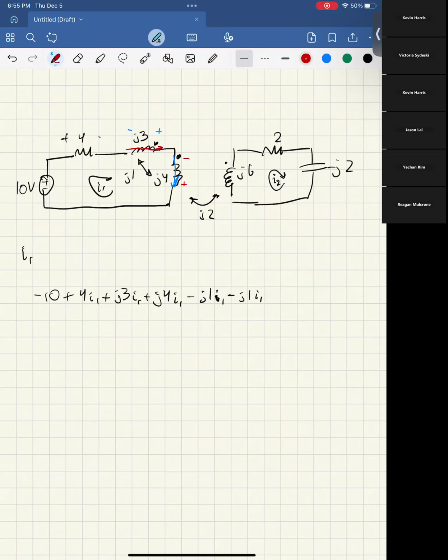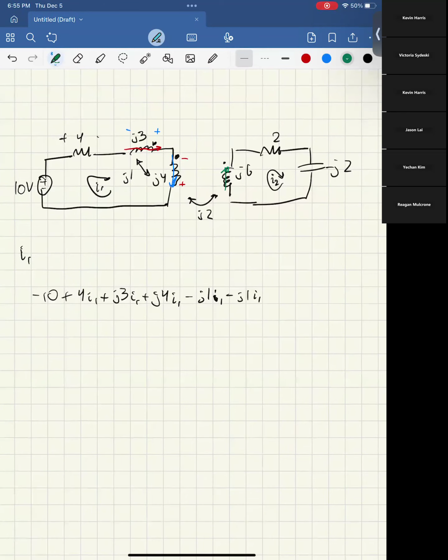And then last but not least, we have how this one affects this one. Here, I2 goes in the non-dotted side, so our non-dotted side is positive and the dotted side is negative. So this last term is also going to be negative: minus j2 I2, and that equals 0. So that would be the left loop. Let me look here and make sure I did that all right. Yes, I did. Okay, cool.